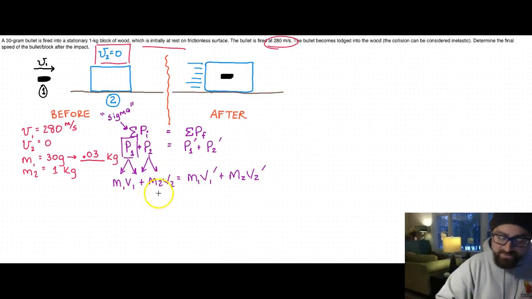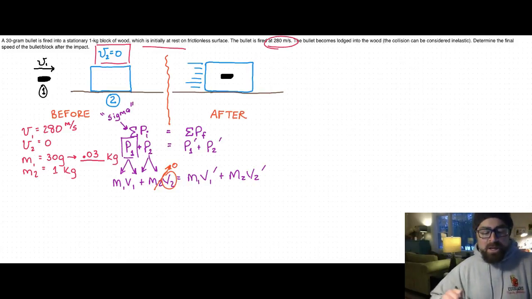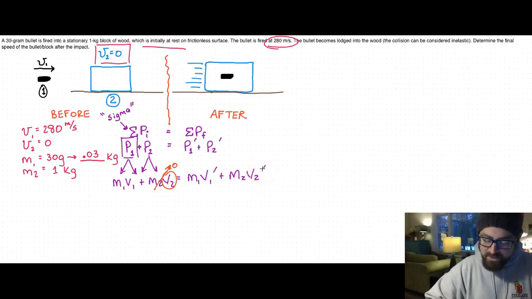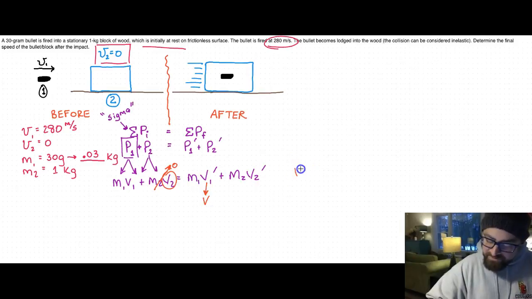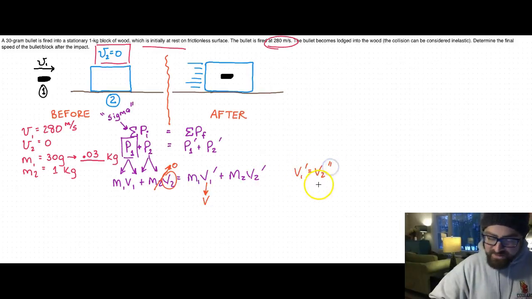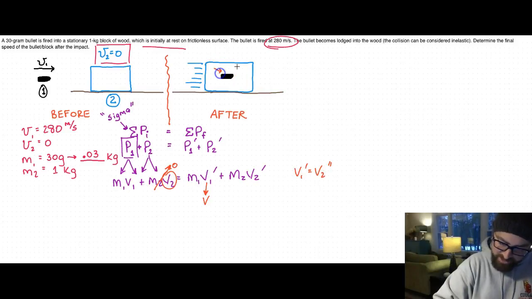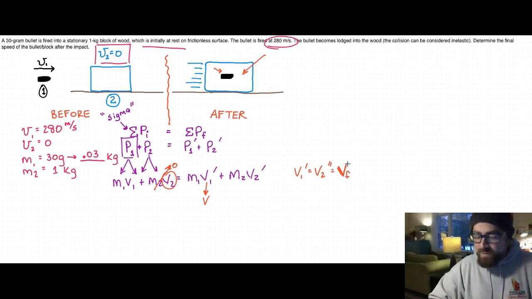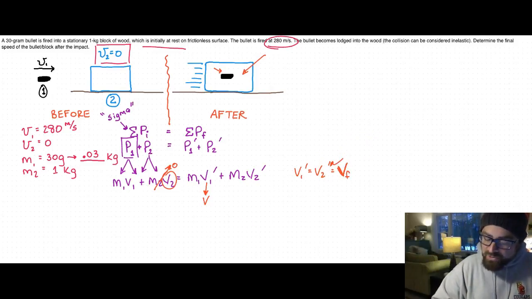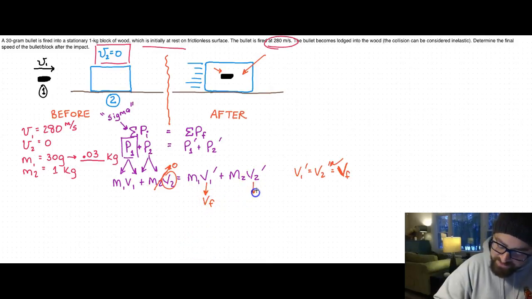A couple of things we need to do here. First of all, we know that the velocity of the block before the collision was 0, so that whole term goes away because anything multiplied by 0 is 0. Also, for an inelastic collision, v1 prime has to be equal to v2 prime because they're stuck together. The bullet and the block are both moving together after the collision, so they have the same velocity. Rather than use two separate terms, v1 prime and v2 prime, we'll just call that vf. I'm going to replace each instance of v1 prime or v2 prime with vf, and then I get something that looks like this.